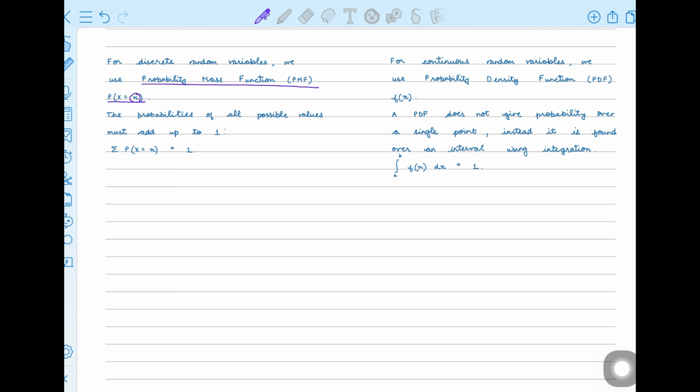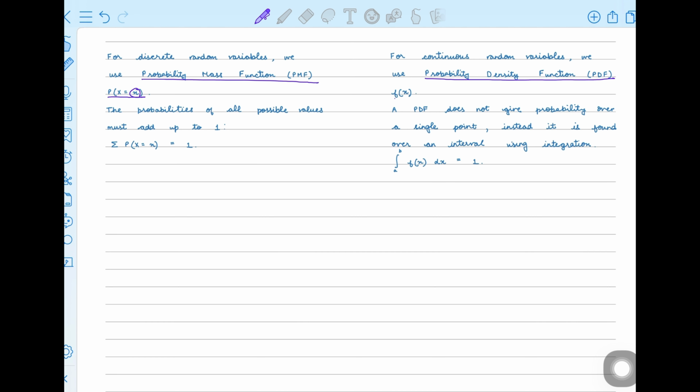For continuous random variables, to calculate the probability of an event, we use the probability density function denoted by f of x. Here, we do not find probability at a single point. Instead, we find probability over an interval using integration. The total area under the curve is equal to 1.